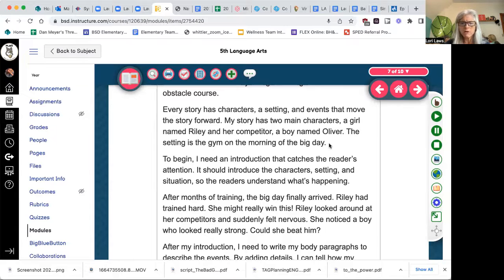And I'm going to tell you right now, if I were grading this person's writing, I would say not enough planning. You don't know anything about those characters. What is Riley like? How old is she? Who are her friends? How does she talk?